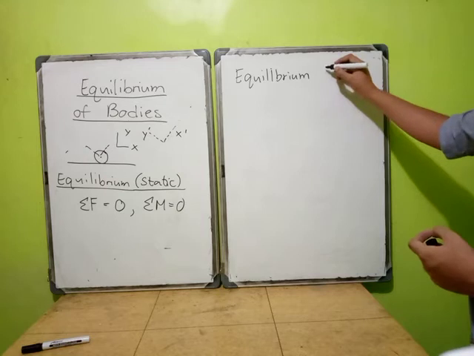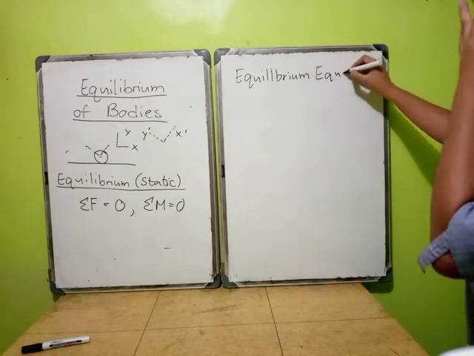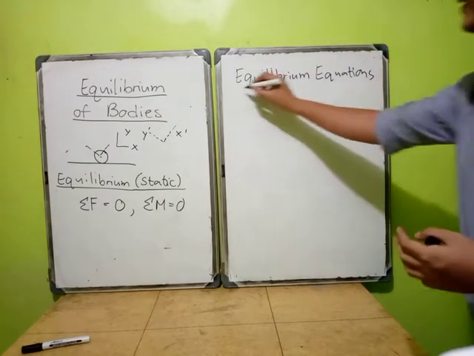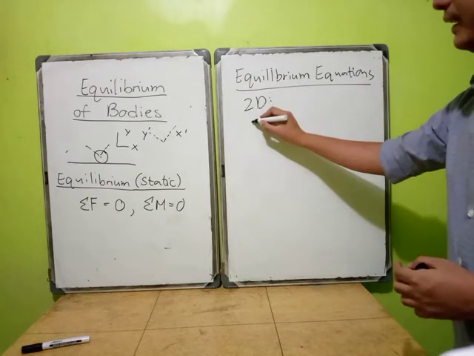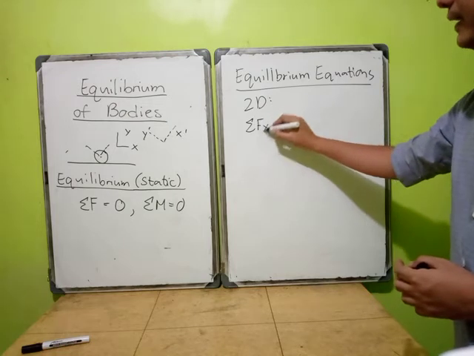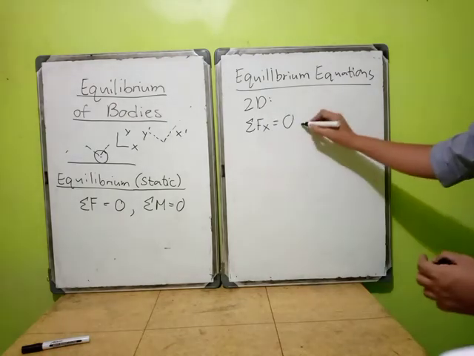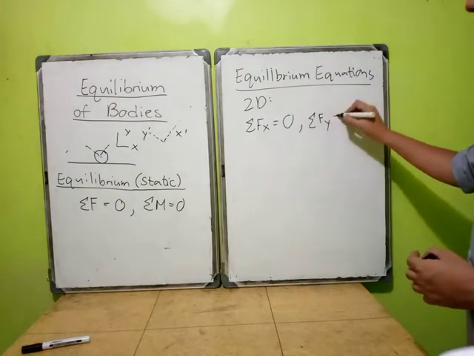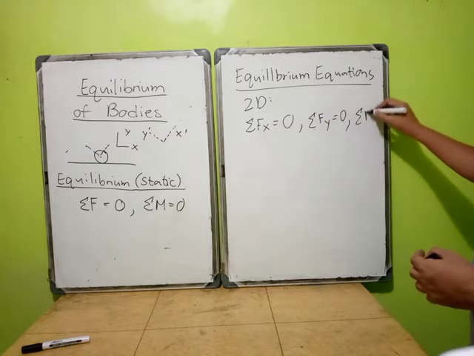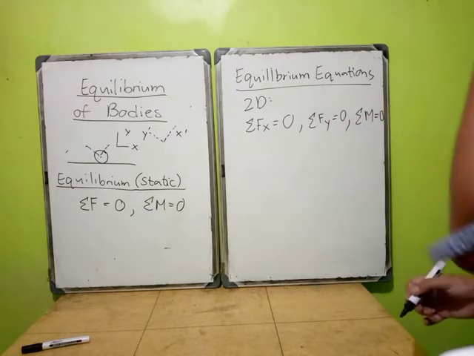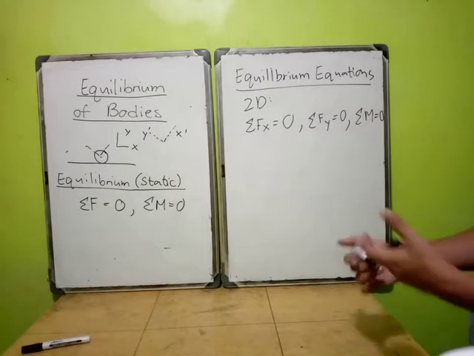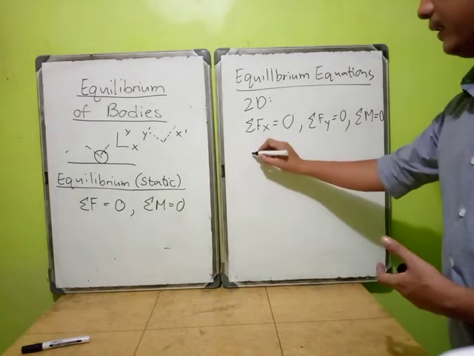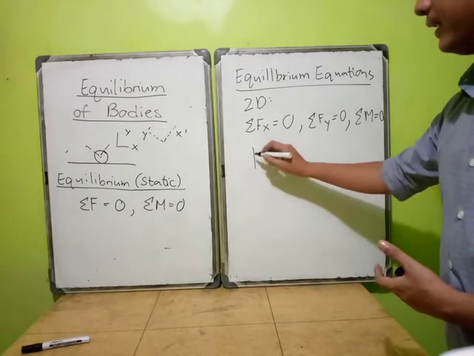Okay, so for the equilibrium equations, 2D, ito lang yung kailangan nating tandaan. Yung summation of forces X is 0, summation of forces Y is equal to 0, and summation of moment is equal to 0. At this moment, dapat nakafix siya sa isang point. Pag sinabi nating moment, fixed point, okay?